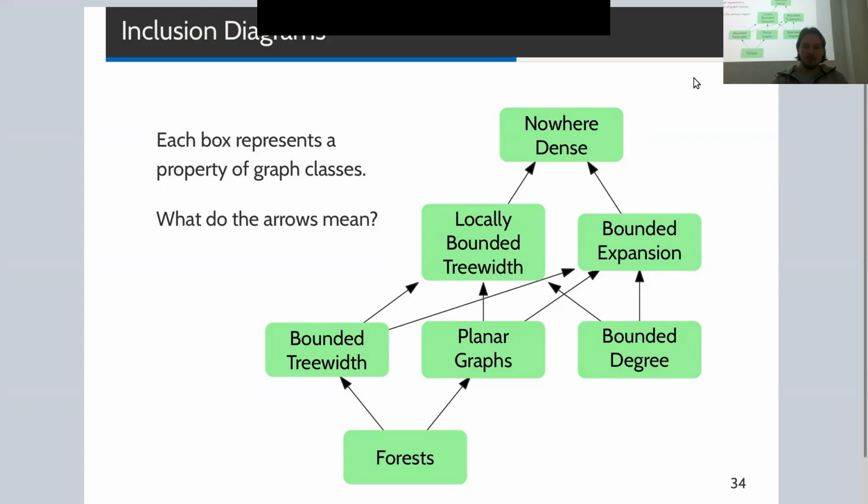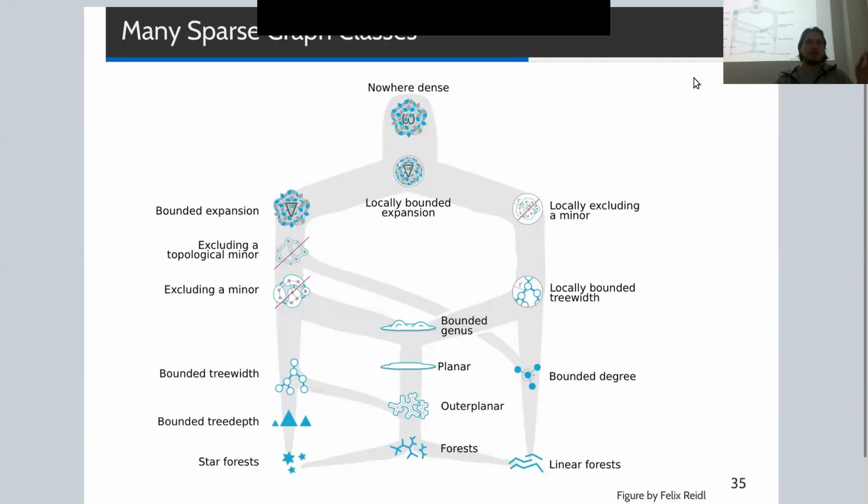But actually, if you want to draw a complete picture of all the sparse graph classes, you can think of this very nice picture by Felix, where at the bottom of the hierarchy, you have something very simple, like star forests or just paths. And then as you go up in complexity, you end up in the end here with nowhere dense graph classes. And there's a lot of stuff in between. You have the planar graphs in between, you have tree width in between. And we're not going to talk about everything in this picture, but hopefully the most important bits of this picture.